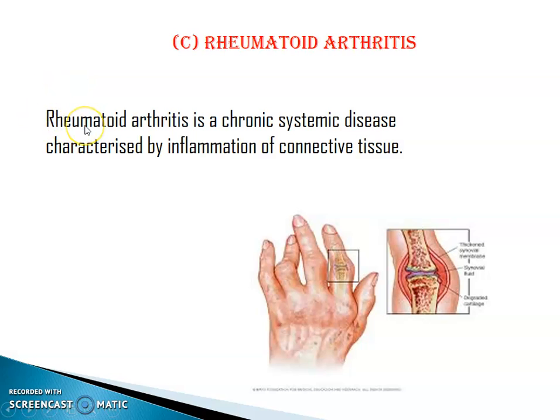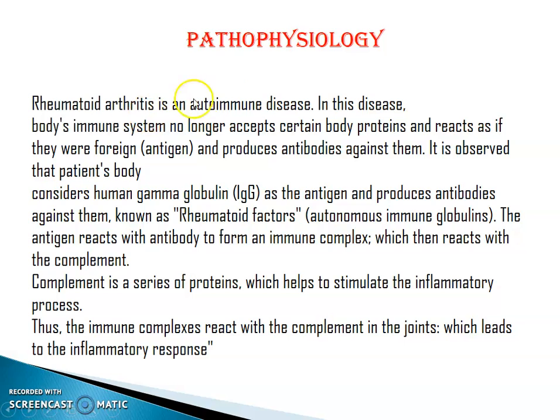Then the next disease is rheumatoid arthritis. It is a chronic systemic disease characterized by inflammation of connective tissue. Rheumatoid arthritis is an autoimmune disease. In this disease, the body's immune system no longer accepts certain body proteins and reacts as if they are foreign antigens and produces antibodies against them.